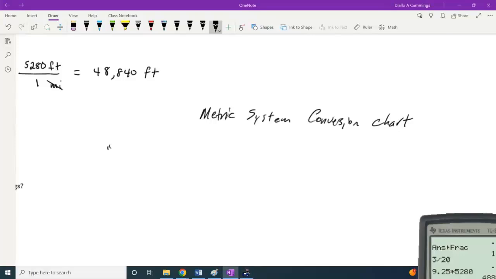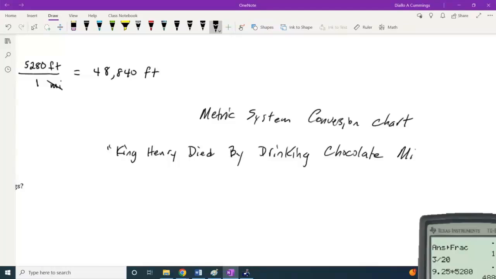So here's a little slogan. It says that King Henry died by drinking chocolate milk. Anybody ever heard of this? Okay. So now this is what's called a mnemonic device, and it helps to remember the order for the metric system. So the King Henry died by drinking chocolate milk.